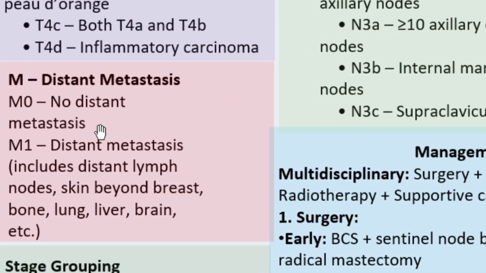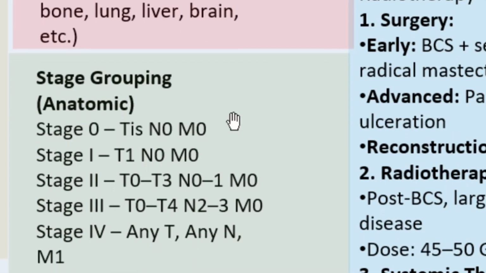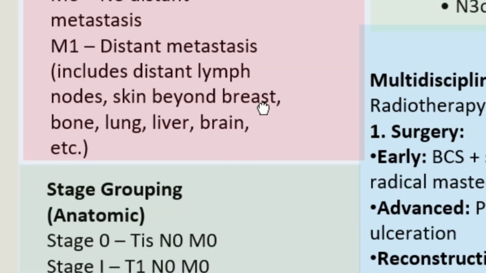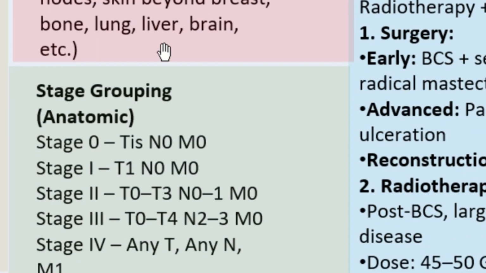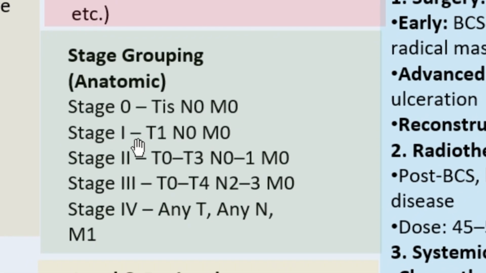Then for metastasis, if we have no metastasis, that's M0. If we have metastasis, then that is M1. Then after attaining these TNM characteristics of a tumor, we can stage them. So stage 0, we have a tumor in situ and no lymph nodes, no metastasis. Stage 1, we have a tumor less than 2 centimeters, no nodes, no metastasis.